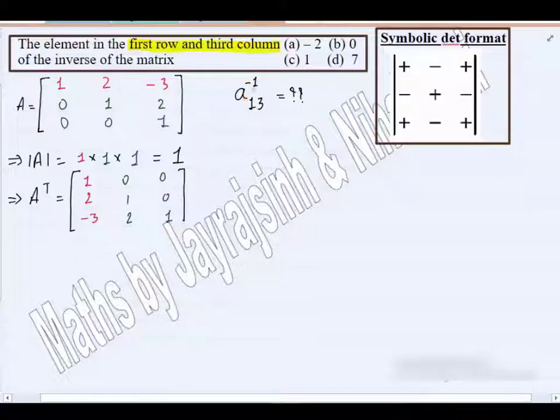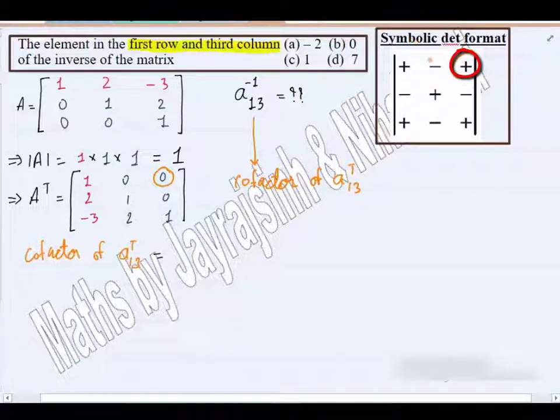Now to find inverse matrix A13, we need to get the cofactor of A13 in A transpose. So to get the cofactor, we need to select the A13 element. Its sign will be positive from the symbolic determinant format. So let's get plus, and to get this 2 cross 2 determinant, you have to ignore its row.